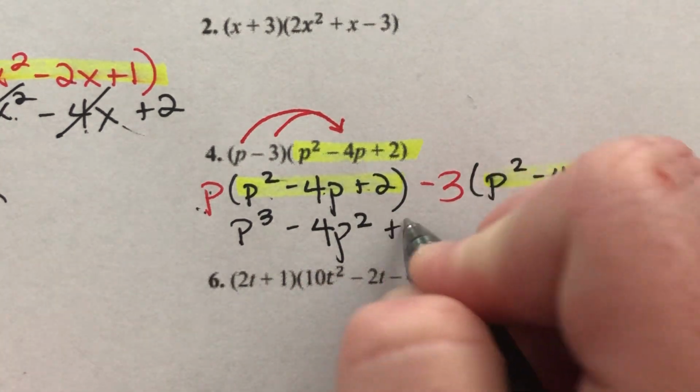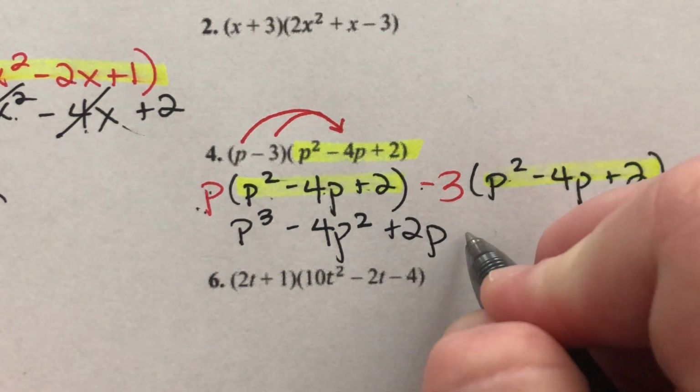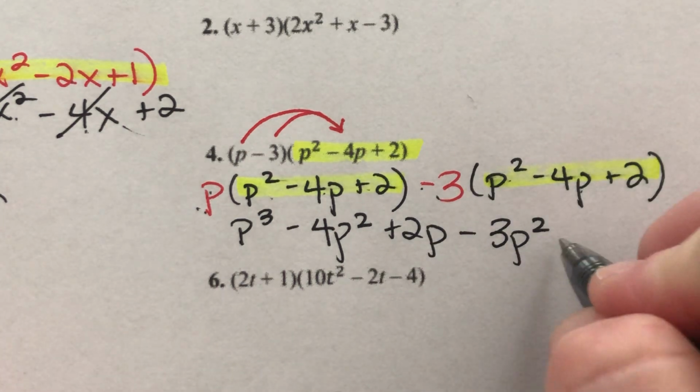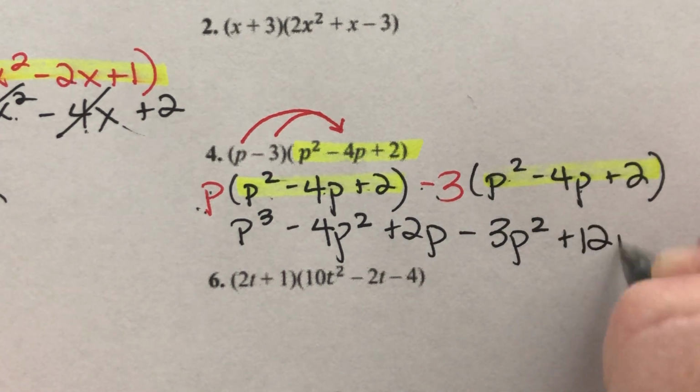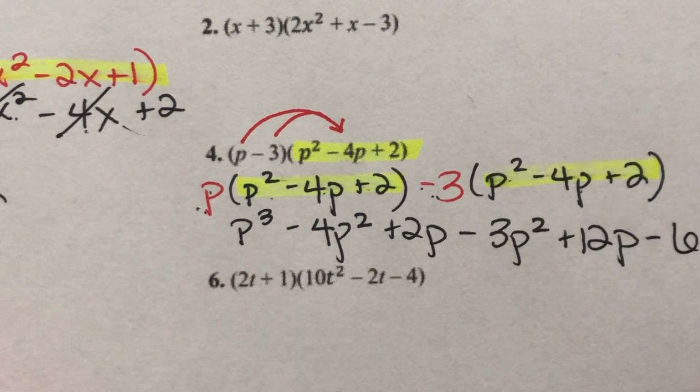P times 2 is 2p. Okay, then I've got the second part. Negative 3 times p squared is negative 3p squared. Negative 3 times negative 4p is positive 12p. And negative 3 times 2 is negative 6.